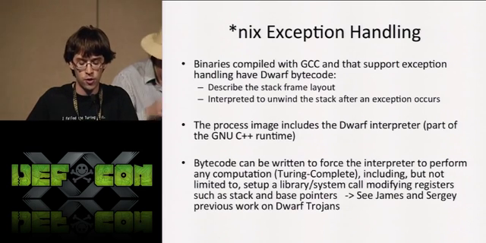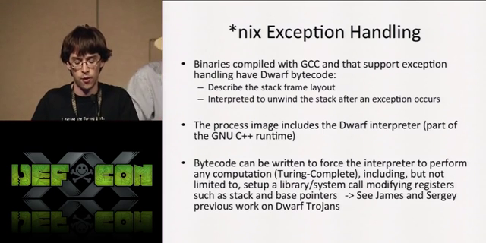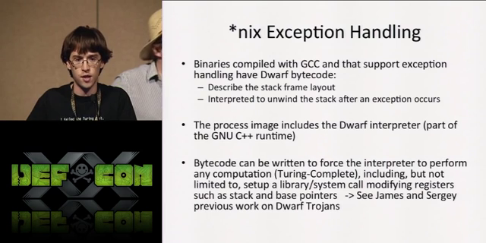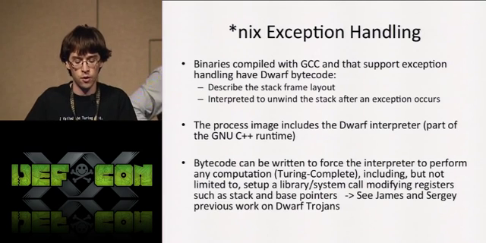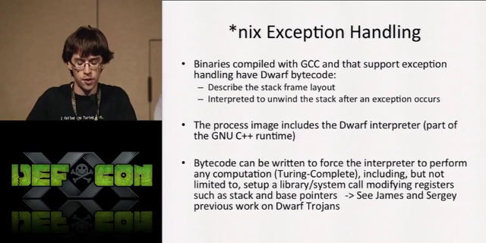So DWARF bytecode is used for describing the stack frame layout, because during exception handling, you need to unwind the stack. And when the authors of GCC were looking at how they wanted to do that, they noticed that it was already in place for debugging purposes. So they just co-opted the same mechanism. So the process image is going to include a DWARF interpreter as part of the GNU C++ runtime in libgcc and libstdc++. And we can write bytecode that forces that interpreter to perform any computation. This was mentioned earlier.